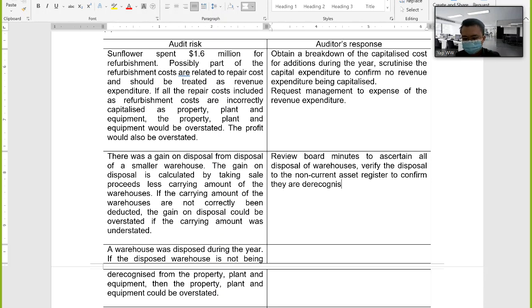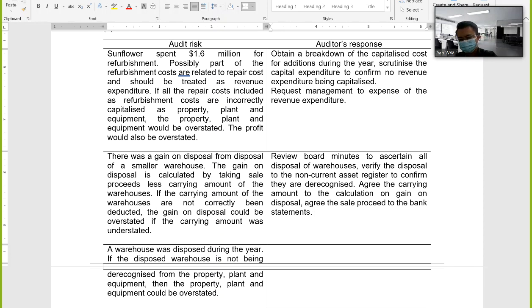Remove or derecognize. Okay, you can choose which one you prefer. They are derecognized. Agree the carrying amount to the calculation on gain on disposal. And agree the sale proceeds to the bank statement.